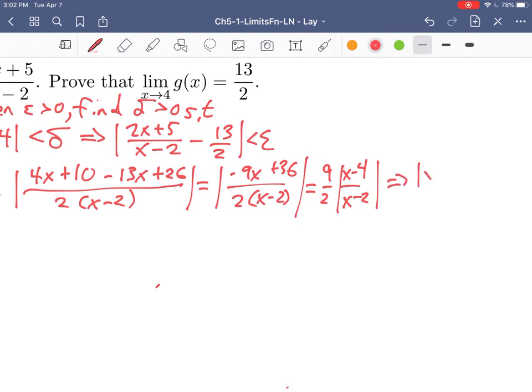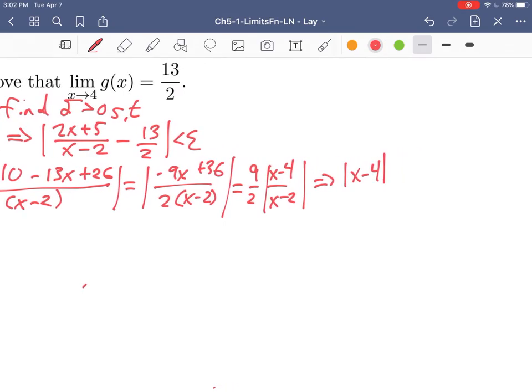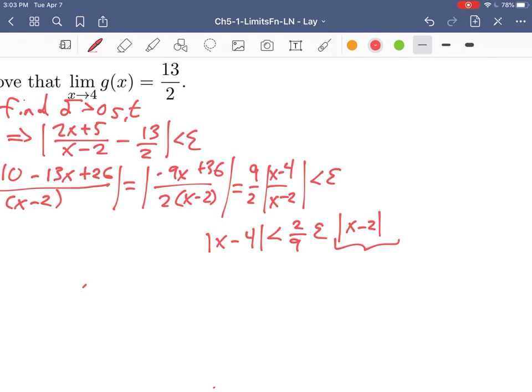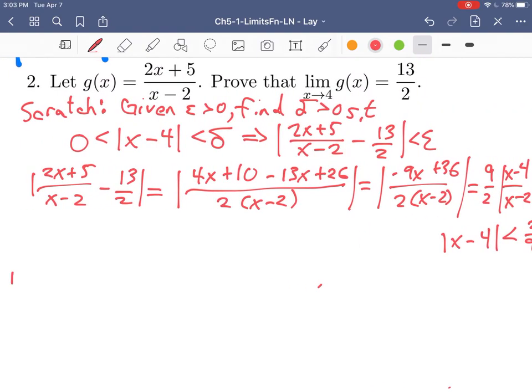So I'll take this a step further. If this is going to be less than epsilon, then we need to have the absolute value of x minus 4 be less than 2/9 the value of epsilon times the absolute value of x minus 2. And so that's where the problem is. That's our issue. And so here's what we're going to do. We're going to make an arbitrary restriction.